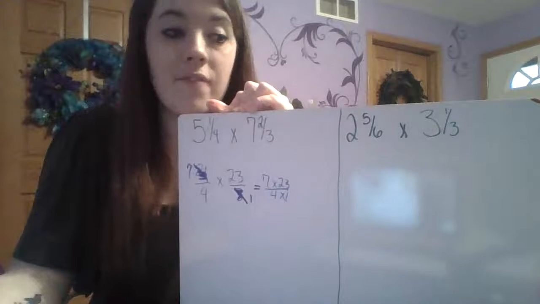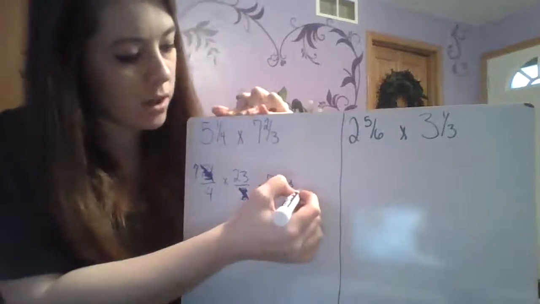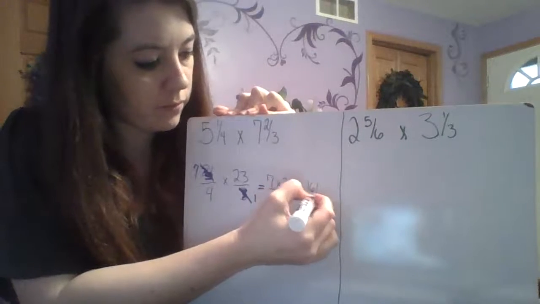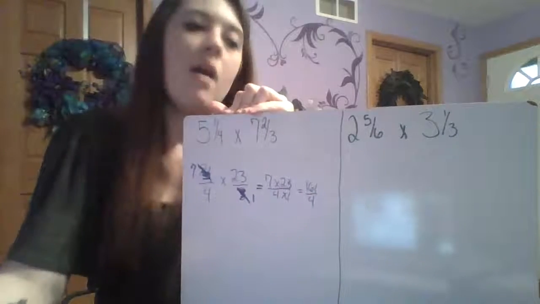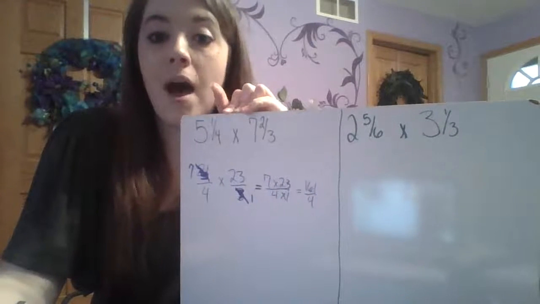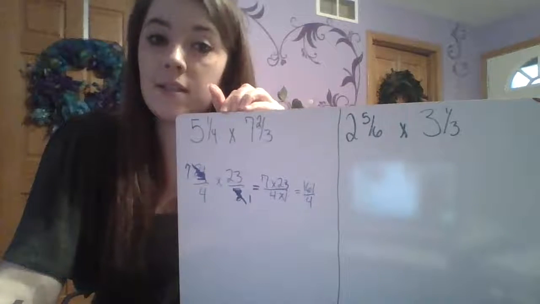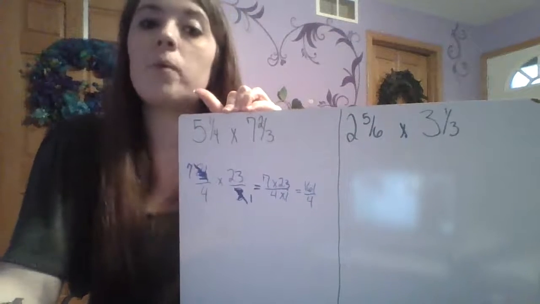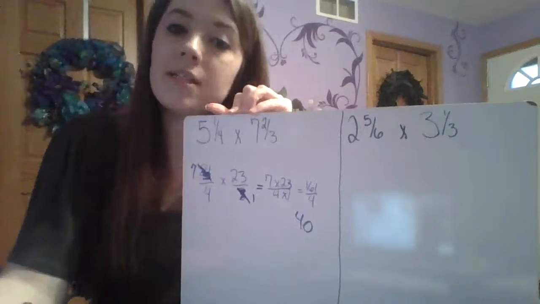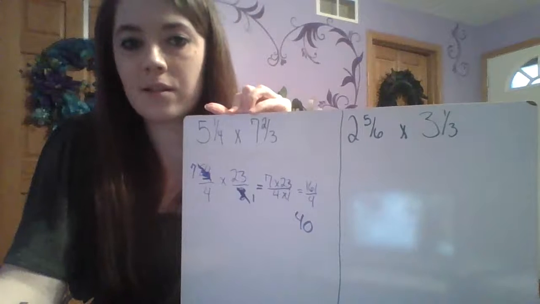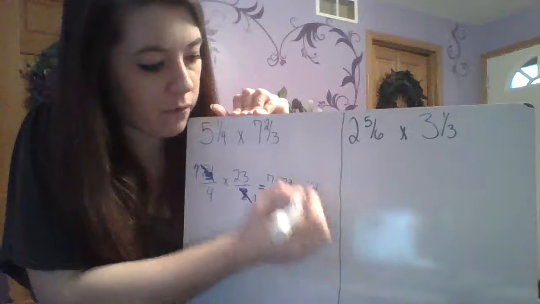So we're going to take our 7 times 23 and we're going to get a 161 over 4 times 1, which is just 4. And then now thinking about how many times 4 can go into 161, 4 times 4 is 16, so 4 times 40 would be 160. So we've got 40. 161 minus 160 leaves us with 1 left over, so that means it's 40 and 1/4.